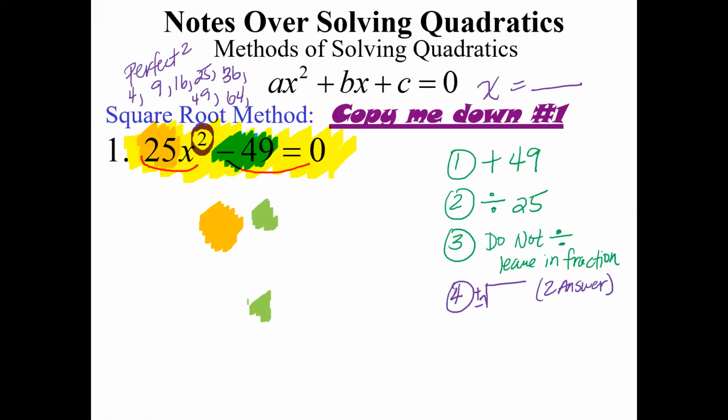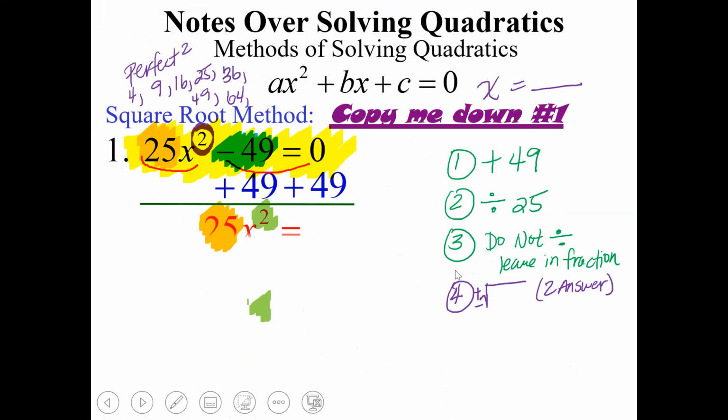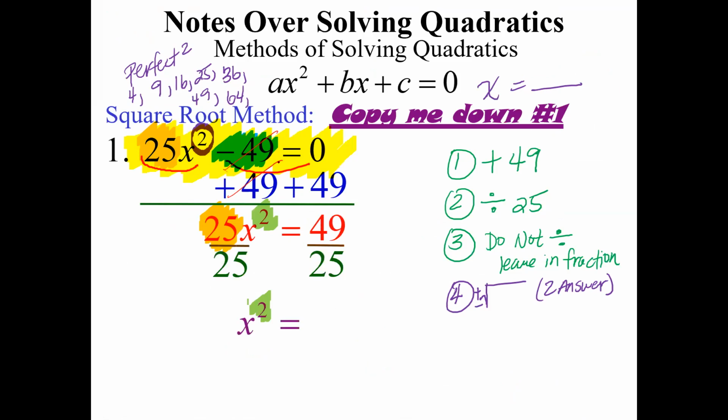Okay, so copy this down under number 1. 25x squared minus 49 equals 0. Your goal is to get x by itself. So the first thing to do is add the 49 on both sides. When you do that, your 49 cancels on the left side. 0 plus 49 is 49. After that, you're going to divide on both sides. Notice that 49 and 25 are perfect squares. Remember, the square root of 49 is 7, and the square root of 25 is 5. So your 25 cancels, and you're just going to keep it as is.